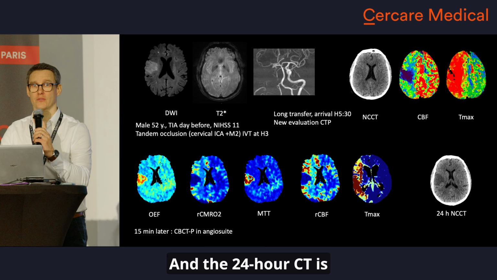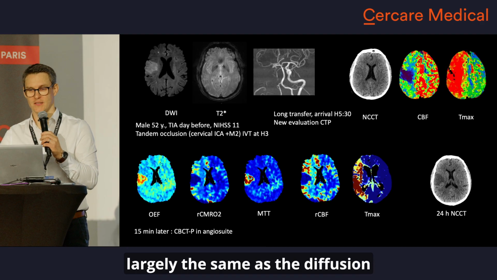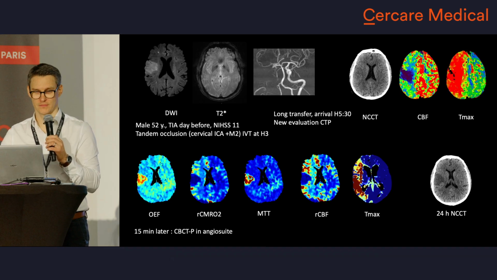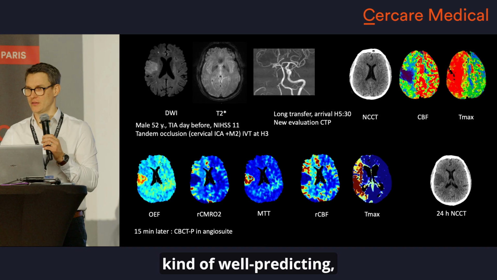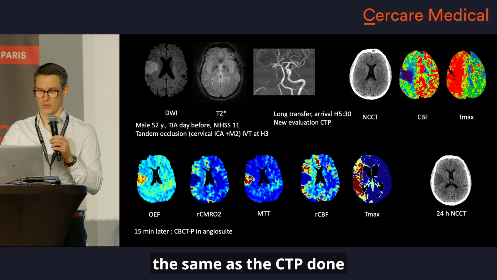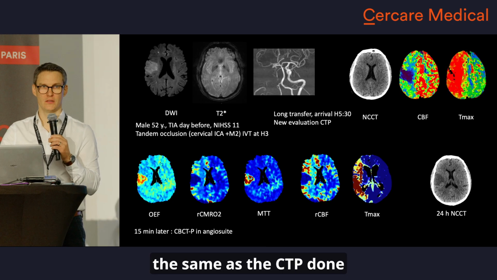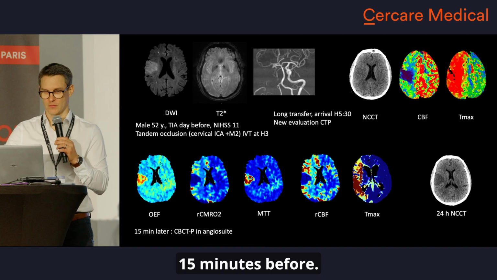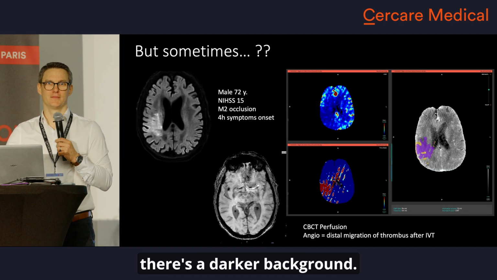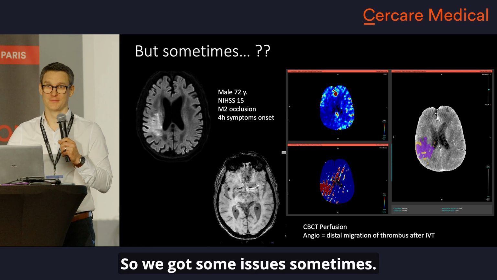And the 24-hour CT is largely the same as the diffusion after recanalization. So finally, we were well predicting the outcome even with CBCT perfusion. And you see it's almost the same as the CTP done 15 minutes before. But sometimes there's a darker background. So we get some issues sometimes.